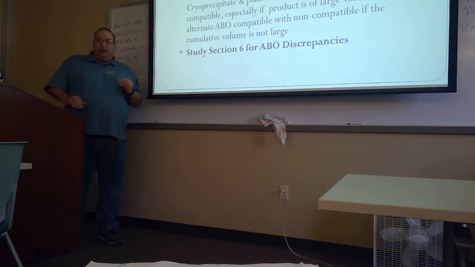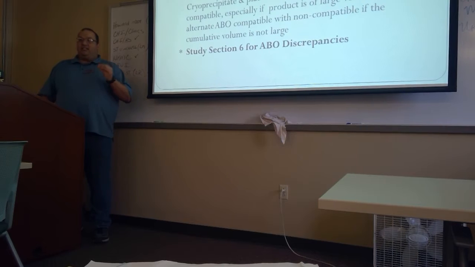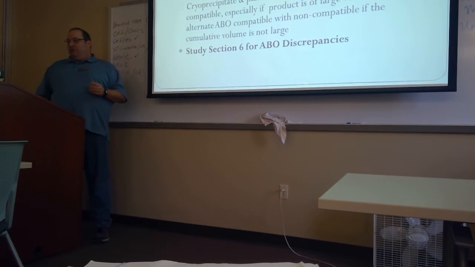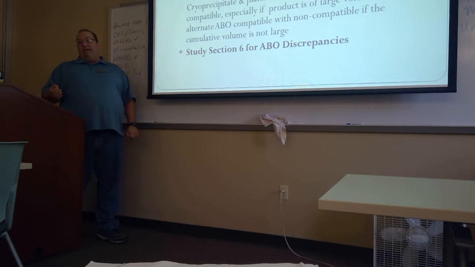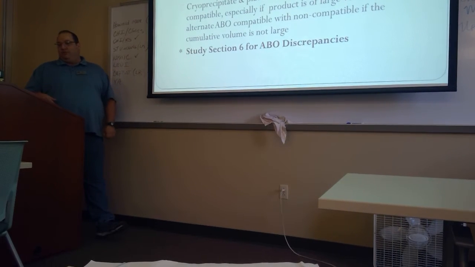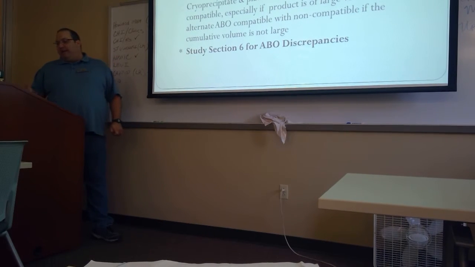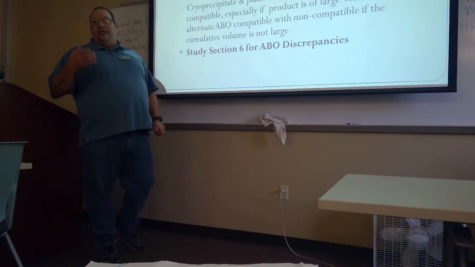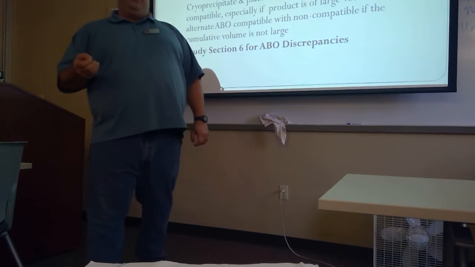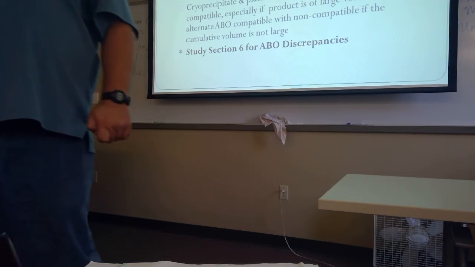FFP should be ABO compatible. There are antibodies in that plasma, so it has to be compatible. Cryo and platelet concentrates: it's best to give ABO compatible, and I always try to, but you can alternate ABO compatible with non-compatible if the cumulative volume is not large. While there's plasma there, it's such small volumes that it's not going to make that big a difference.